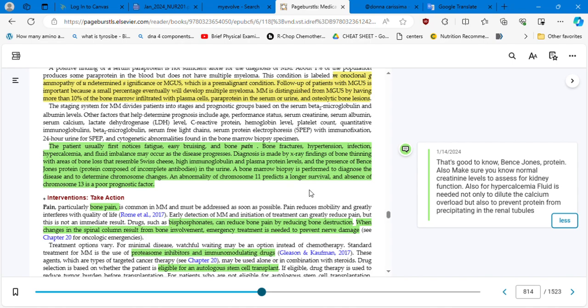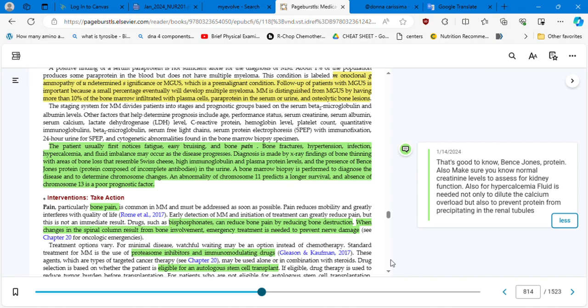Besides the Bence-Jones, I want you to remember that also for hypercalcemia, fluids are needed not only to dilute the calcium overload, but also to prevent protein from precipitating in the renal tubules, meaning to cause more problems to the kidneys. So you need to drink a lot of water in multiple myeloma. There is a lot of debris from the bone destruction. You don't want to cause any more problems with the kidneys.